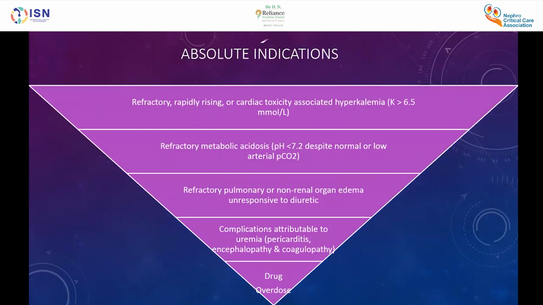So the absolute indications are when there is refractory, rapidly rising hyperkalemia, which is more than 6.5 millimole per liter; refractory metabolic acidosis with pH less than 7.2; refractory pulmonary edema, which is unresponsive to diuretics; complications attributable to uremia, that can be encephalopathy, pericarditis, and coagulopathy; and in poisoning cases or drug overdose.